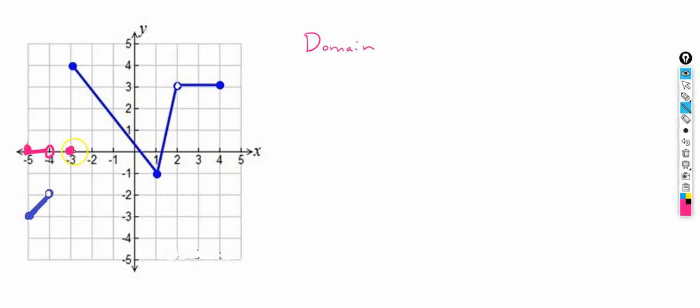And then if I look up, I have points. I have points until I get to 2. And if I look up or down, there's not a point on the graph at 2, and so I'm going to hollow that out. And then once I get past 2, I've got points until I end at 4, and that point is filled in.